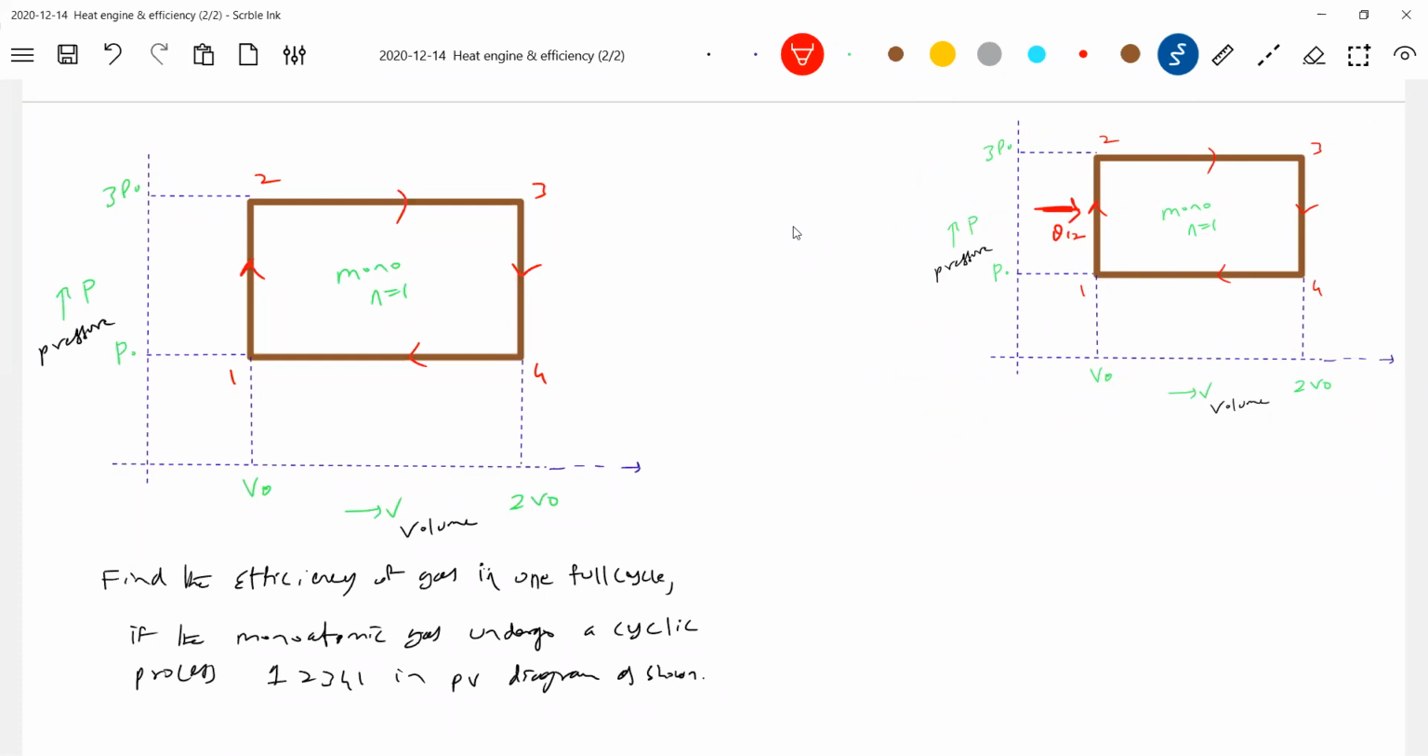What about 2, 3? Pressure constant, volume increases. So isobaric heating, and heat will be absorbed. Okay, now come to this 3, 4. Volume constant, pressure decreases. So it is isochoric cooling. So heat will be rejected.